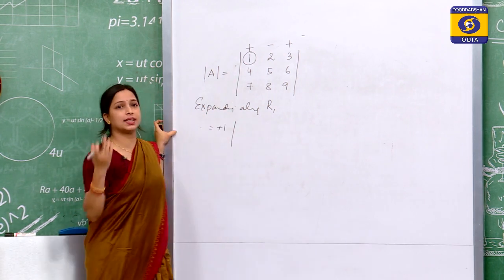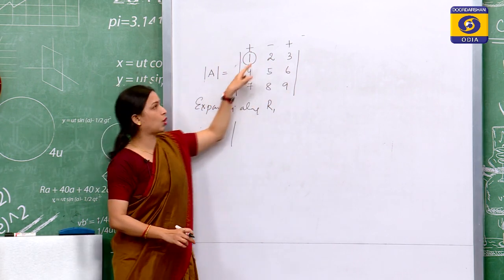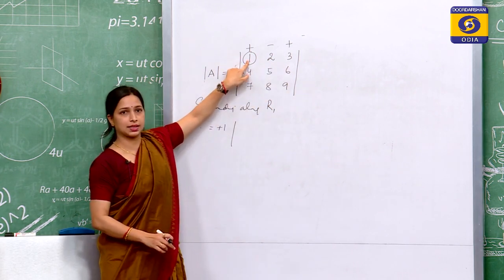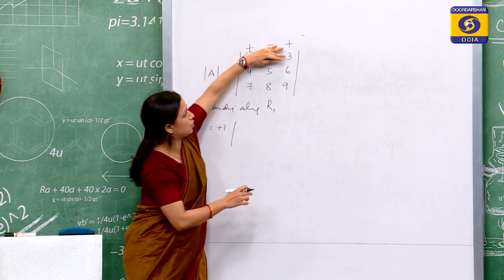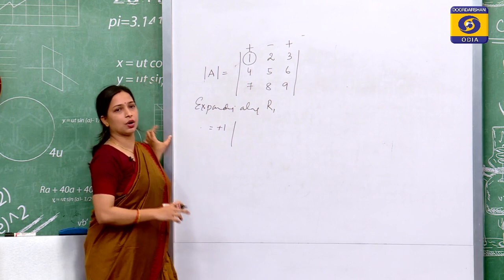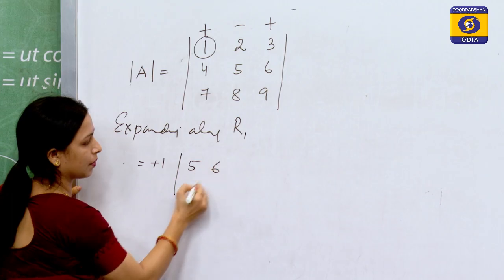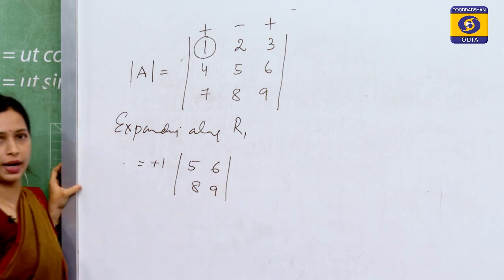So, how do we get the second order determinant of the element? We delete the row and the column in which the element lies. So, 1 lies in this row and this column. So, the resultant elements are the second order determinant that we get. So, 5, 6, 8, 9.